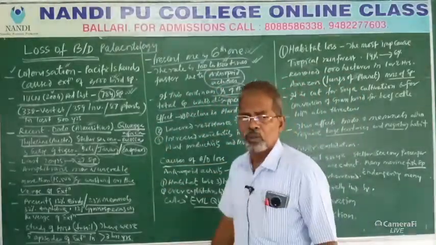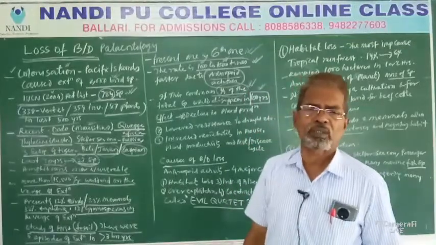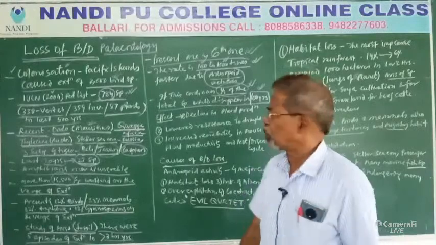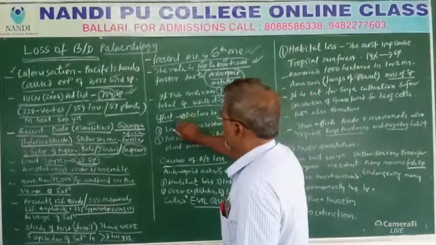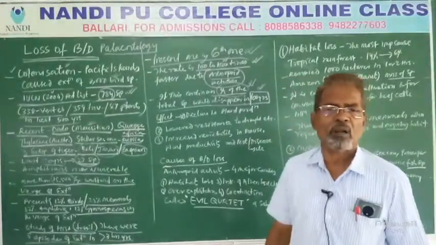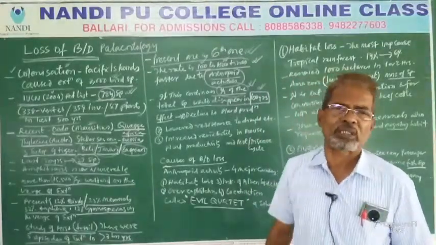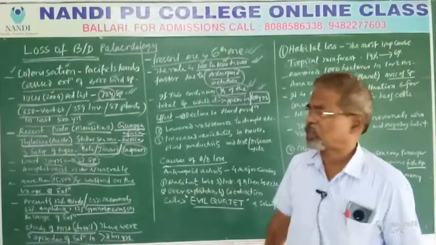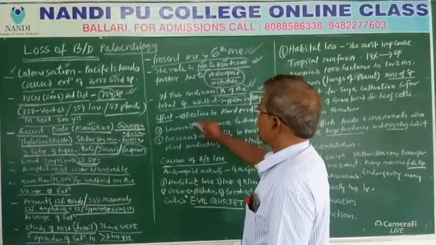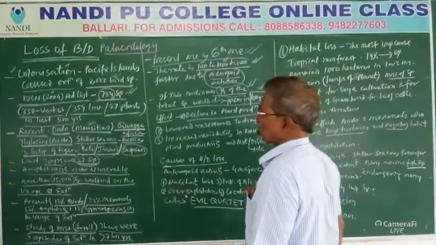First, we should also know the importance of biodiversity. Why, if these species are not there, what will be the problem for us? There are 3 effects if we are not maintaining, protecting, or conserving biodiversity. Three important things will happen. One is that there will be a decline in plant production.